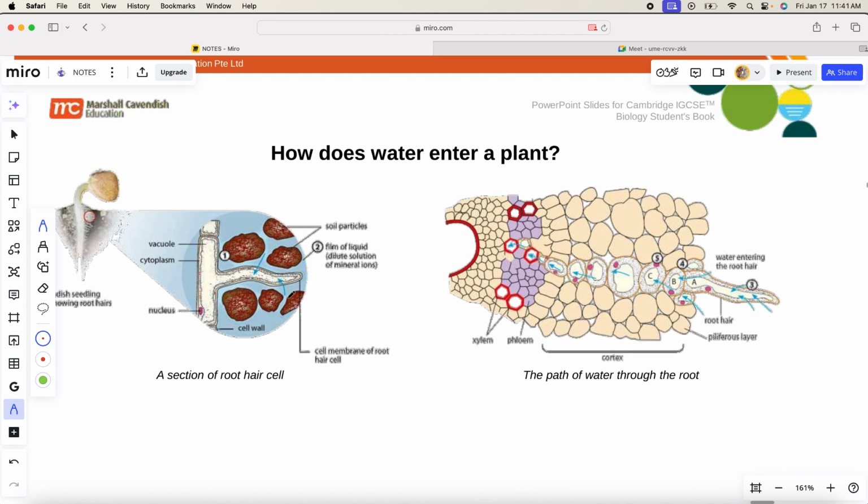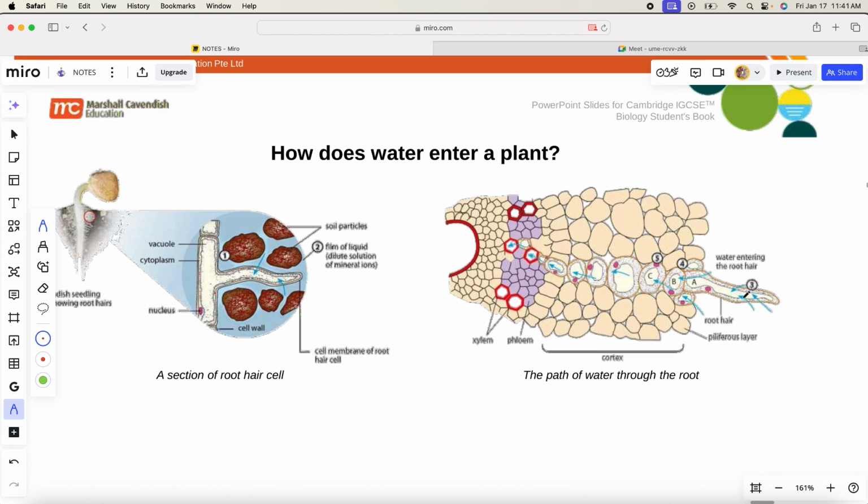But for this one, the water can easily flow because there's more water inside the soil than the water in the root hair. So this water diffuses here, or is moved by a process of osmosis, and joins the xylem. It joins the xylem and begins to transport the water to the top of the plant.